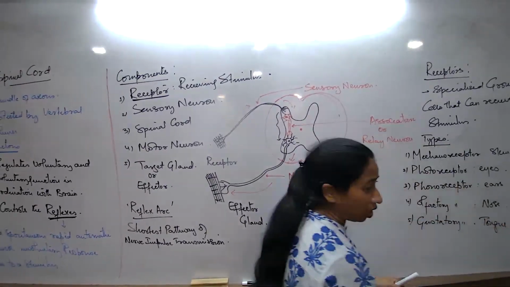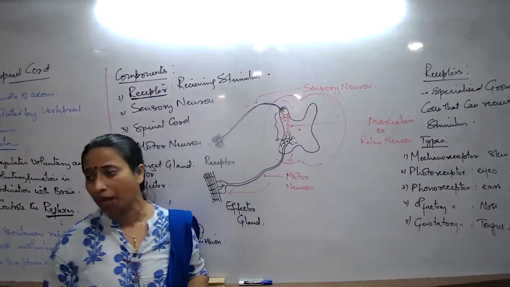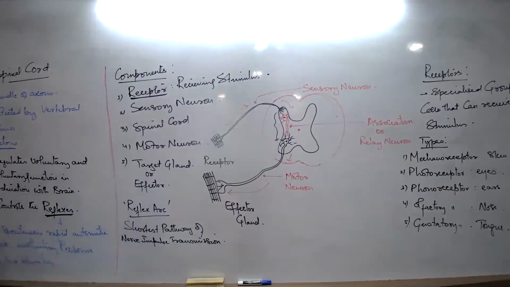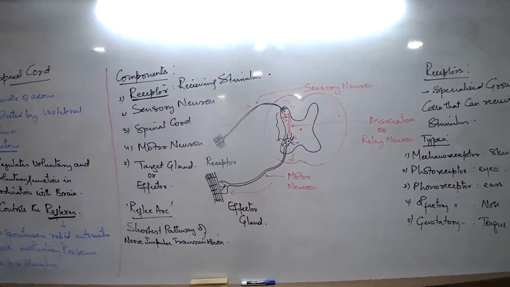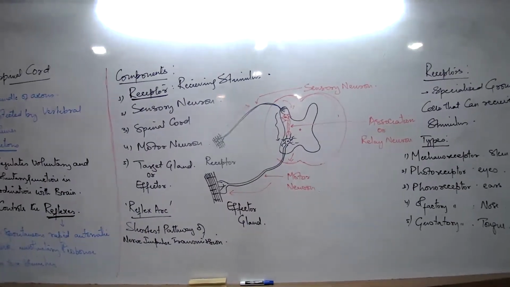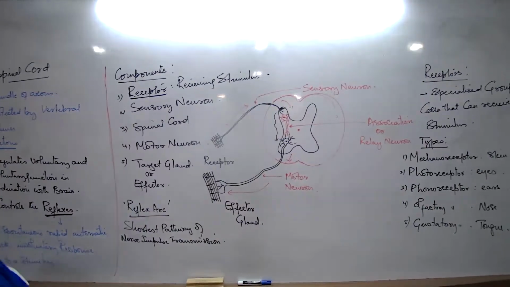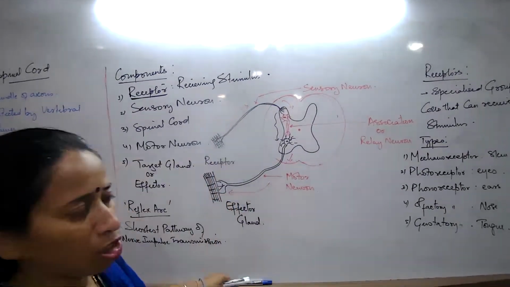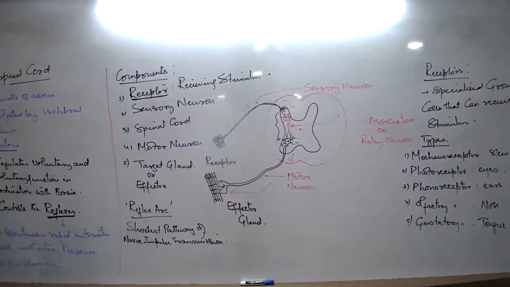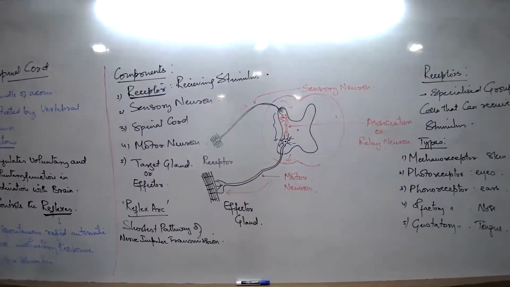And we also have the thigmoreceptor, which is also the skin. So at least these 5, we should definitely know the different types of receptors. What are receptors? Receptors are specialized group of cells receiving stimulus. Is that clear? Any doubt here?